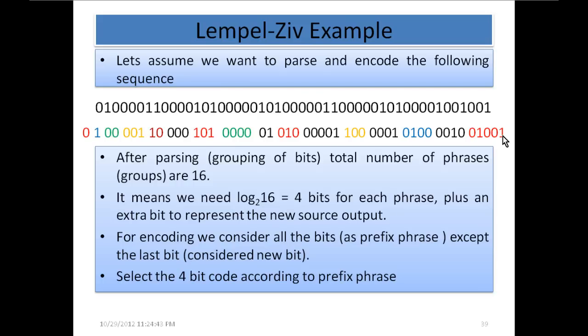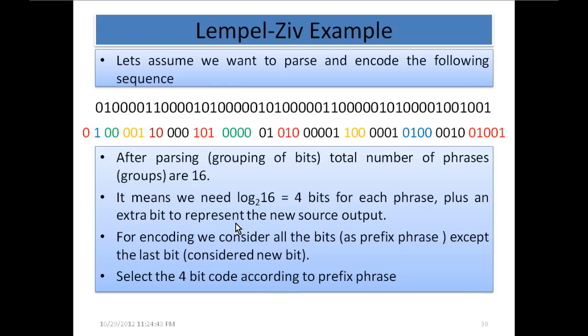After parsing, that is grouping of bits, the total number of phrases is 16. As you can count these total number of phrases: 1 2 3 4 5 6 7 8 9 10 11 12 13 14 15 and 16. It means we need log base 2 of 16, which is equal to 4 bits for each phrase, plus an extra bit to represent the new source bit. For encoding, we consider all the bits except the last bit. Select the 4-bit code according to the prefix phrase.